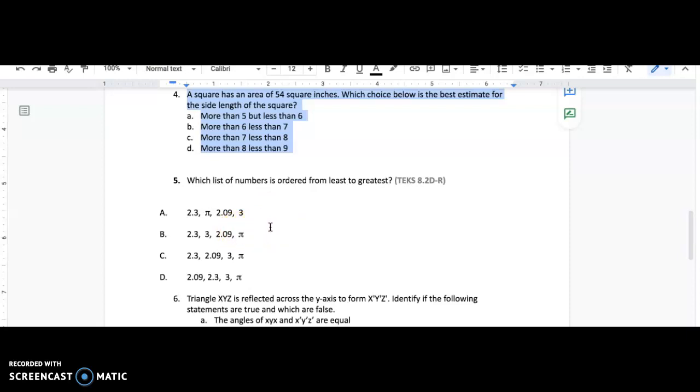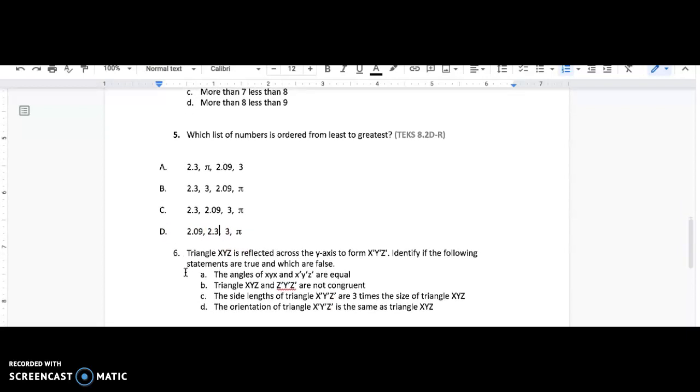So the smallest here is 2.09, followed by 2.3. Please remember that this is the same as 2.30, followed by 3, and then the last one would have been pi, which is 3.14. That answer is D.